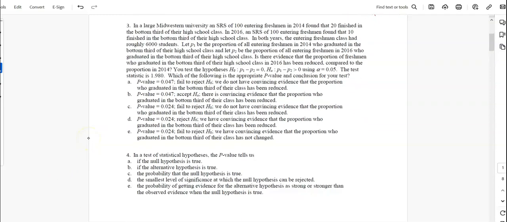In a large Midwestern university, a simple random sample of 100 freshmen in 2014 found that 20 finished in the bottom third of their high school class. In 2016, another simple random sample of 100 freshmen found that 10 finished in the bottom third of their high school class. In both years, the entering freshman class had roughly 6,000 students, so pretty big school. Let P1 be the proportion of all entering, and so forth. Is there evidence that the proportion of freshmen who graduated in the bottom third of the class in 2016 has been reduced compared to the proportion in 2014?